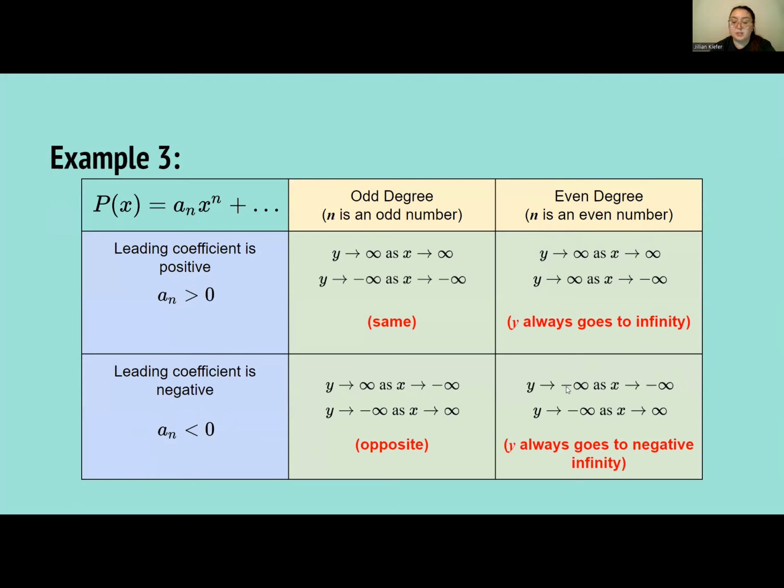So we see that y approaches negative infinity as x goes to negative infinity, and y approaches negative infinity as x approaches infinity. So in this case, with a negative coefficient and an even degree, y would always go to negative infinity, no matter what x goes to. So let's go ahead and just write that down in our notes.